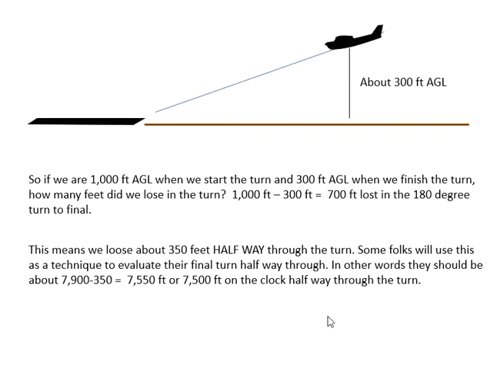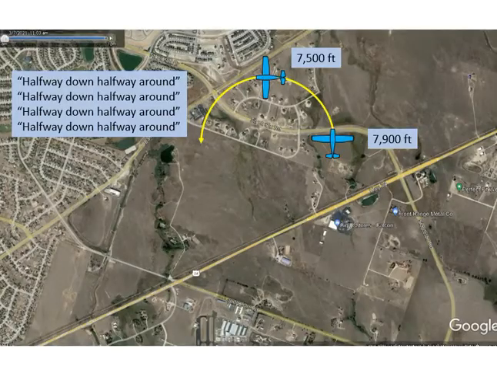And I know I repeated some stuff in this video as well as a snippet, but that gives you an idea how you can use your avionics to do the halfway down, halfway around technique. And here's a slide depicting that. I start at 7,900 feet, halfway around the turn, 90 degrees, the left-hand turn. I should be at 7,500 feet on the clock.